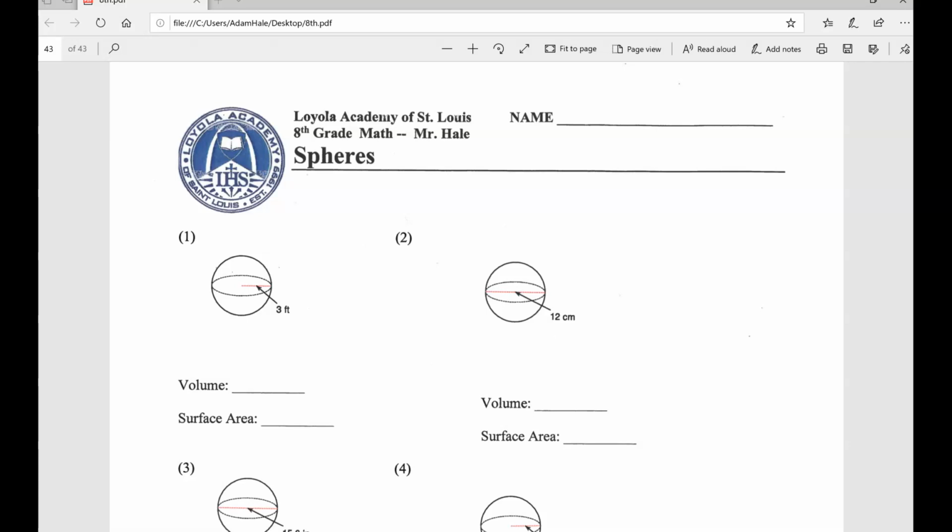I hope that you were able to use Friday and Monday to get caught up on any back work that you may have missed. I know a lot of people were having some technical issues. Once we're done with spheres, we'll talk about surface area of spheres tomorrow, Wednesday.